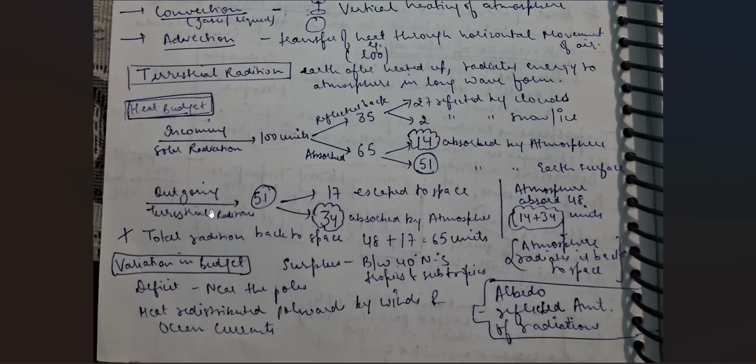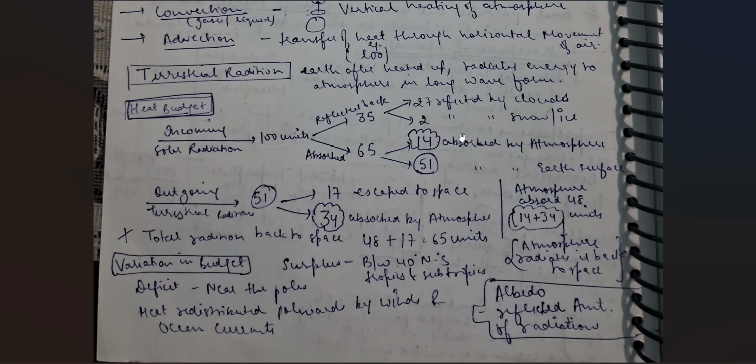तो अब ये जो आउटगोइंग टेरेस्ट्रियल रेडिएशंस है, these are 51. 17 escape to the space. अब 17 space में चली जाती हैं, whereas 34 are again absorbed by the atmosphere. So you could see the phenomena कि 17 तो वापस ही चली गई, like they strike the earth surface and they reflected back like that, but 34 absorbed by the atmosphere. Now here this 34 is absorbed by the atmosphere and this 14 is absorbed by the atmosphere. So how much of the total radiations, whether it's solar or terrestrial, the atmosphere absorbed, that is 48 units.